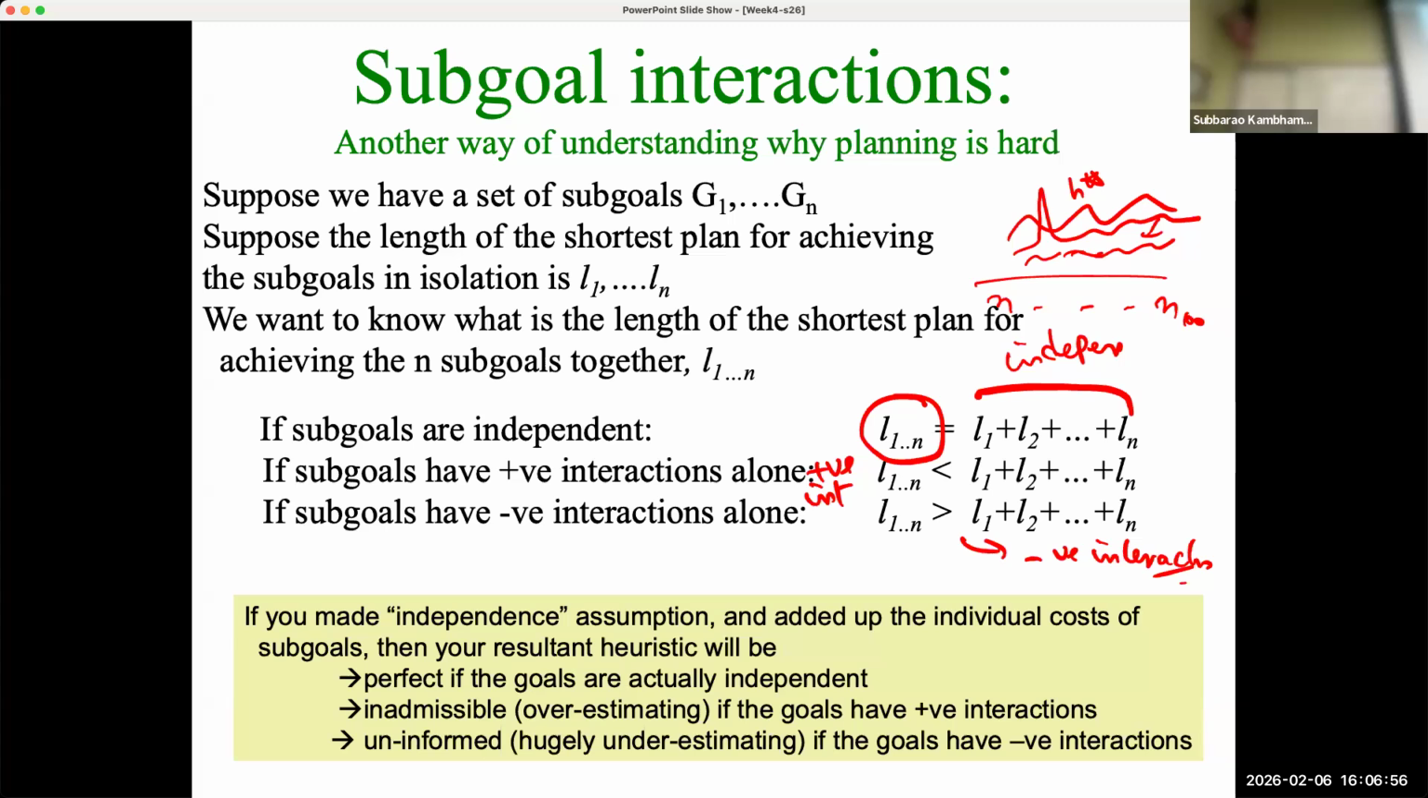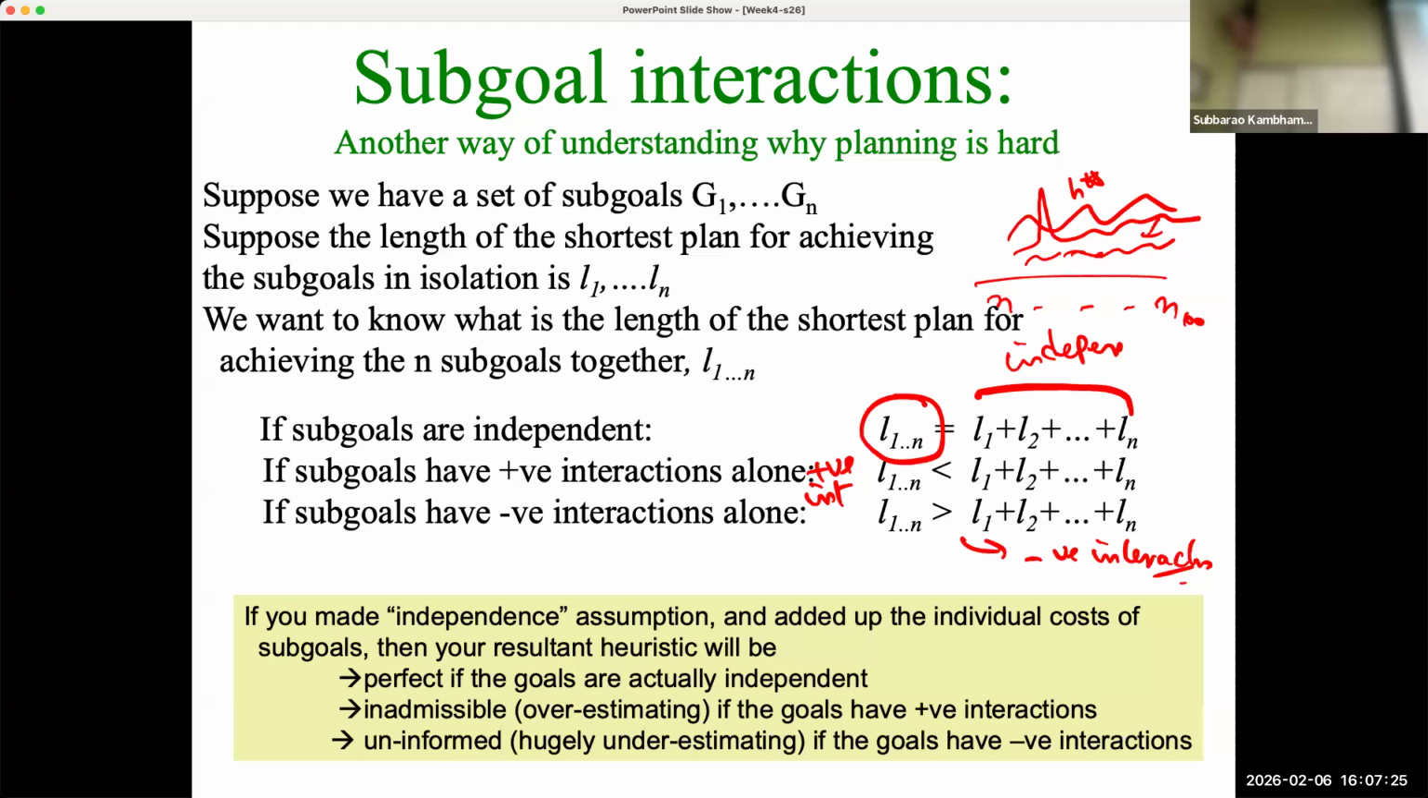Independent actually means there is not even positive interactions. There are no interactions. So in the case of independent, my question would be, if I have L1 as the length of the plan for achieving G1, L2 as the length of the plan for achieving G2, and Ln as the length of the plan for achieving Gn, and let's assume L1 dot n is the eventual plan for achieving G1 all the way to Gn.